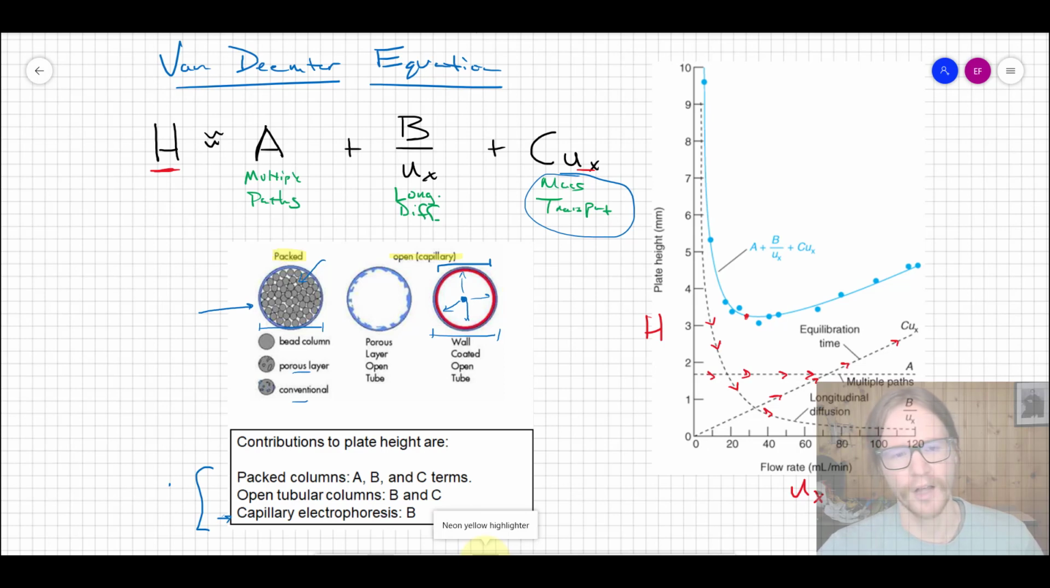If we have open tubular columns, in that case you pretty much eliminate the multiple paths problem because there aren't multiple paths. You essentially have laminar flow through the system, and so everything is on nominally a similar path, and it's so narrow that a molecule can't diffuse far from the centroid out. In that case, we're just thinking about longitudinal diffusion and mass transport, and we won't consider capillary electrophoresis because we're not talking about that in this chapter.